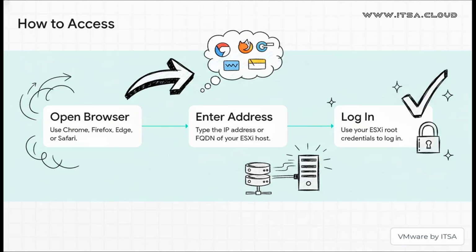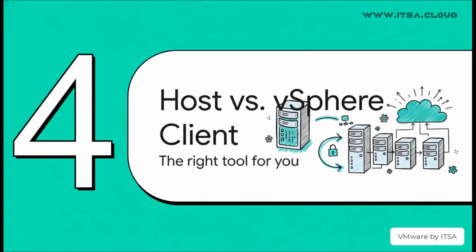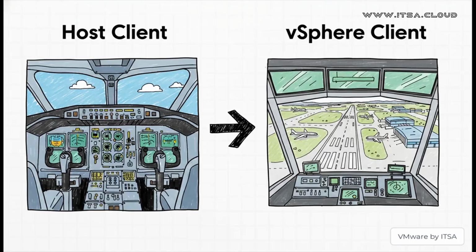That's it. You're in. Okay, this brings us to a really important point, and honestly, it's something that trips a lot of people up when they're starting out. That's the host client versus the bigger vSphere client. When do you use which one? Well, it all comes down to scope. I love this analogy because it makes it so clear. Think of the host client as being in the cockpit of a single airplane. You've got all the controls you need for that one plane. The vSphere client, on the other hand, is like the air traffic control tower for the whole airport. It sees everything, managing the entire fleet, coordinating all the planes and all the resources from one central spot.